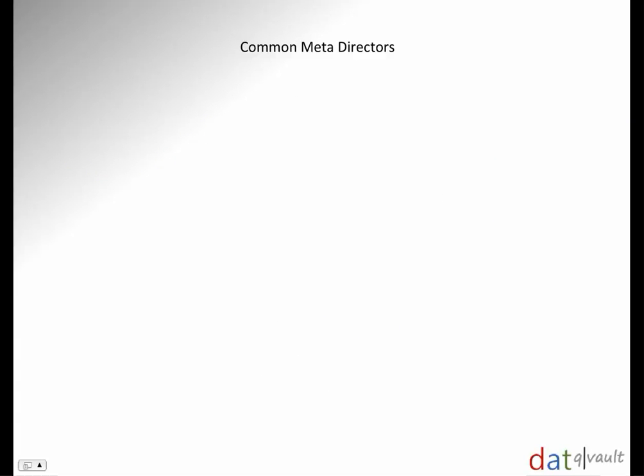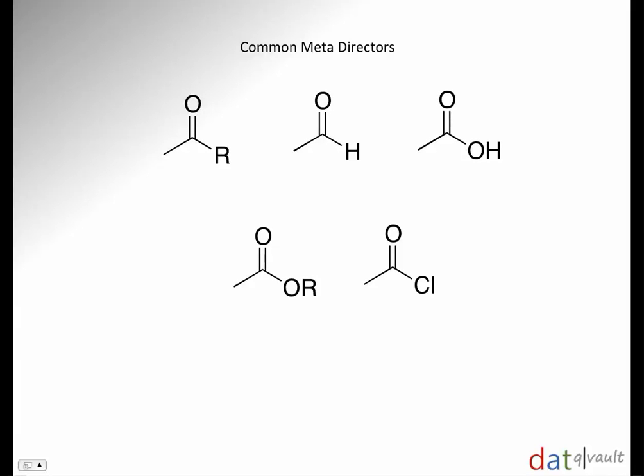Alright, a lot of common meta directors are, of course, all the carbonyl compounds, so ketones, aldehydes, carboxylic acids, esters, acid chlorides, or any kind of acid halide are going to be good meta directors. That's because they are extremely electron withdrawing: the negative charge is going to go up on the oxygen, there'll be a positive charge on this carbon, and if our aromatic ring was over here and the positive charge was here, this is going to be a strongly disfavored structure to have this kind of charge imbalance.